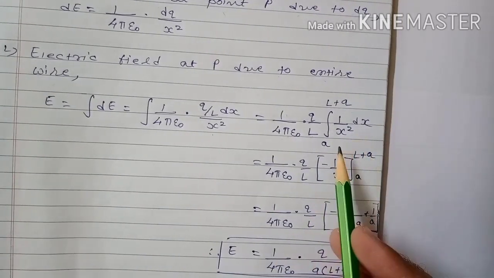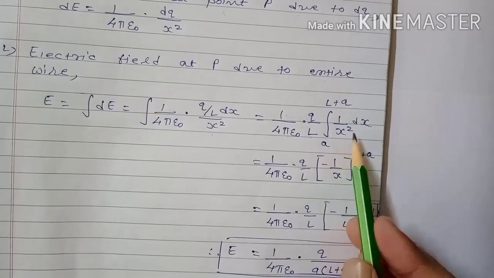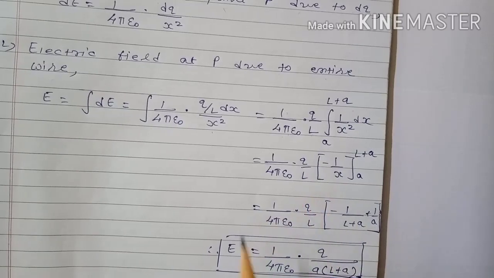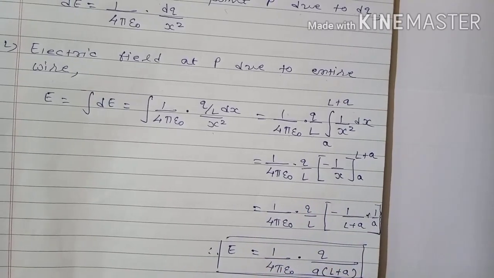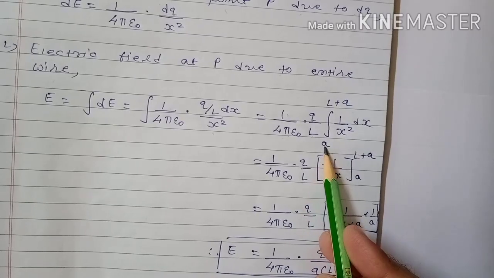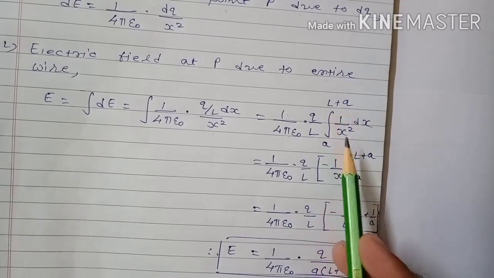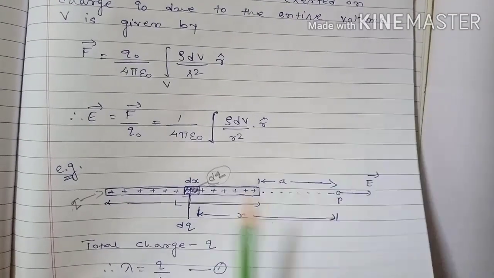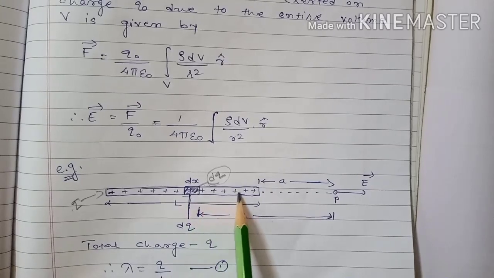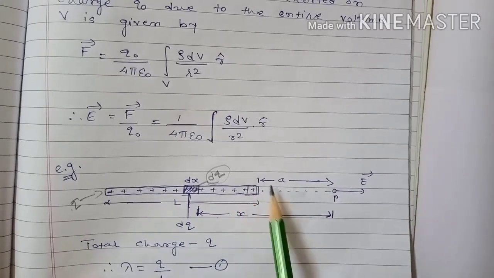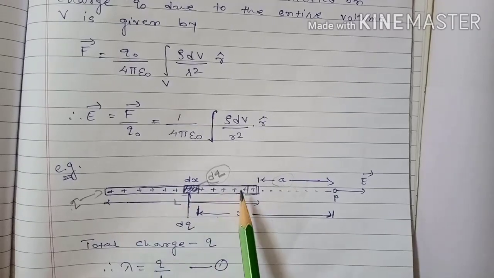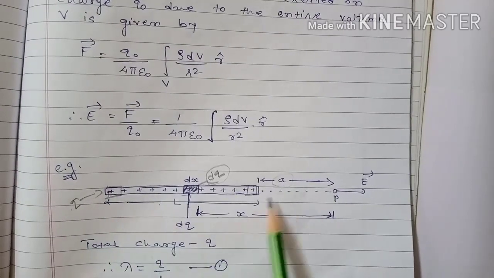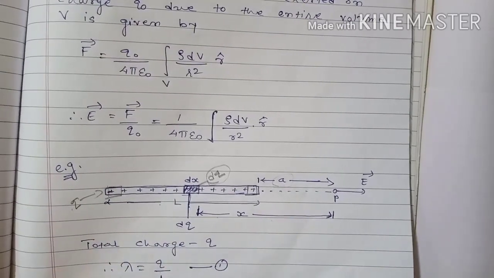So we have to select the limits, that is, the minimum value of the variable and the maximum value. If we shift the line element towards the right, then the minimum value comes out to be a and the maximum value comes out to be L plus a. Let us see the figure. If we want the minimum value of x, then we have to shift this element towards the right. On this end, if we shift, then the length comes out to be a. And if we shift this element towards the left, then we get the maximum value, that is L plus a. So the limit will be from a to L plus a.